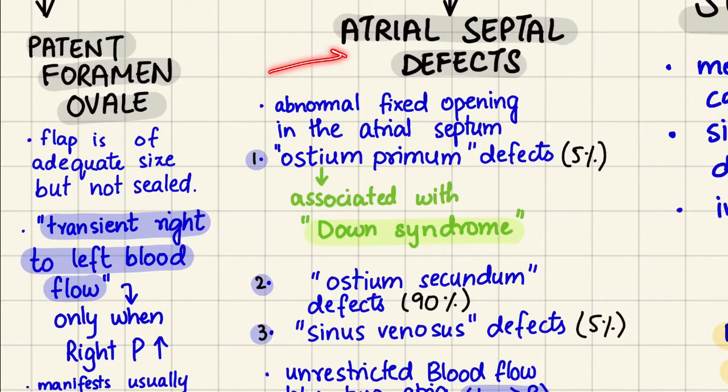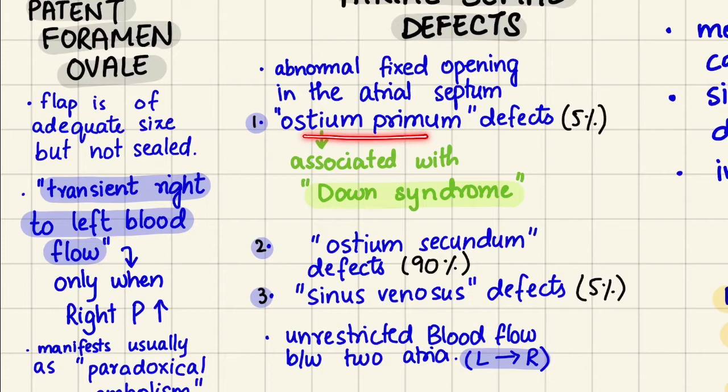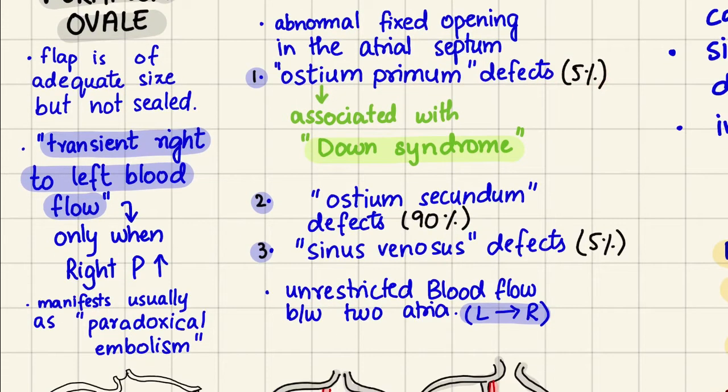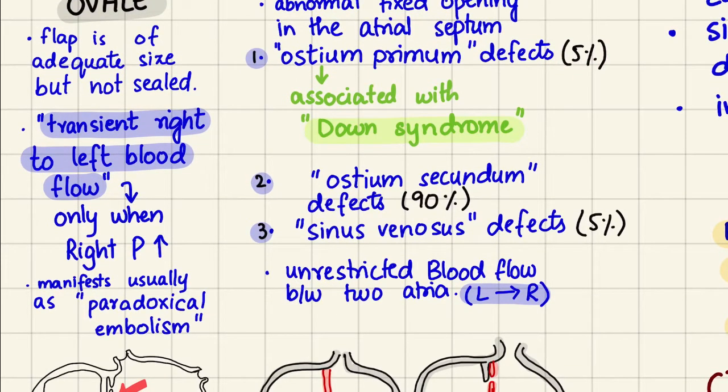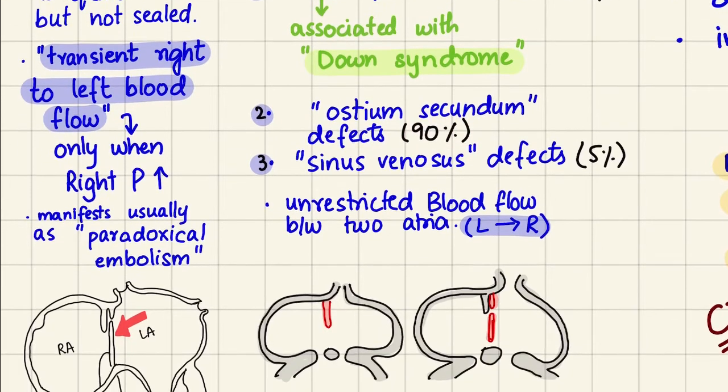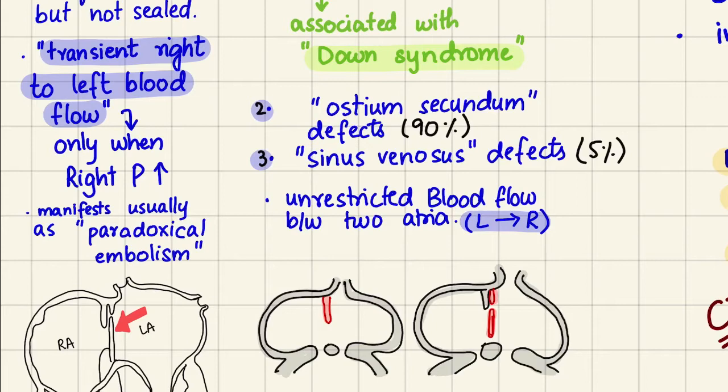Now, in atrial septal defects, as I said, there is an abnormal fixed opening between the atrial septums. Okay, now the ostium primum defects are 5%, which are associated with Down syndrome, while the majority of them are ostium secundum defects. And in some cases there are also sinus venosus defects in 5% of the cases. In this case, we are going to have unrestricted blood flow between the two atria.